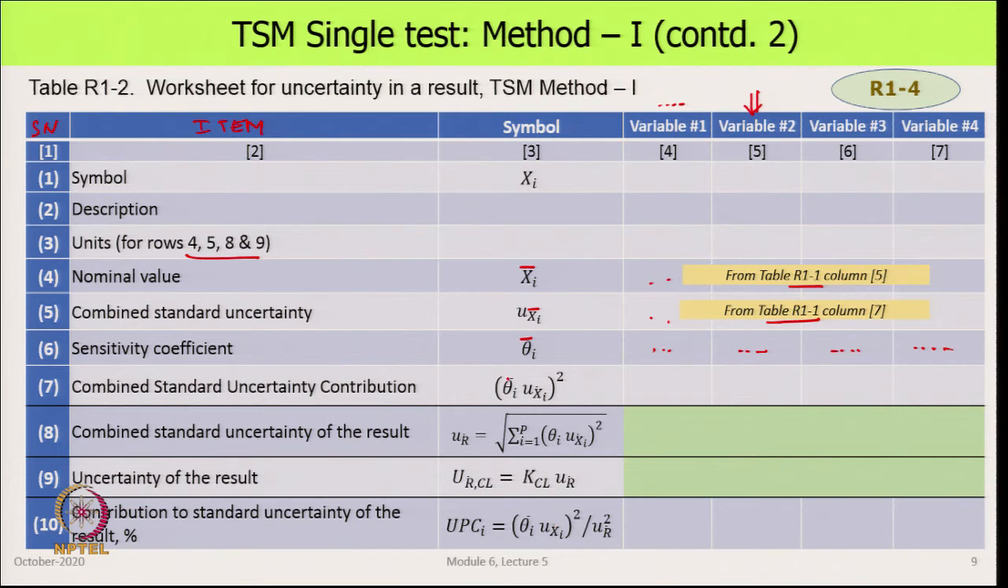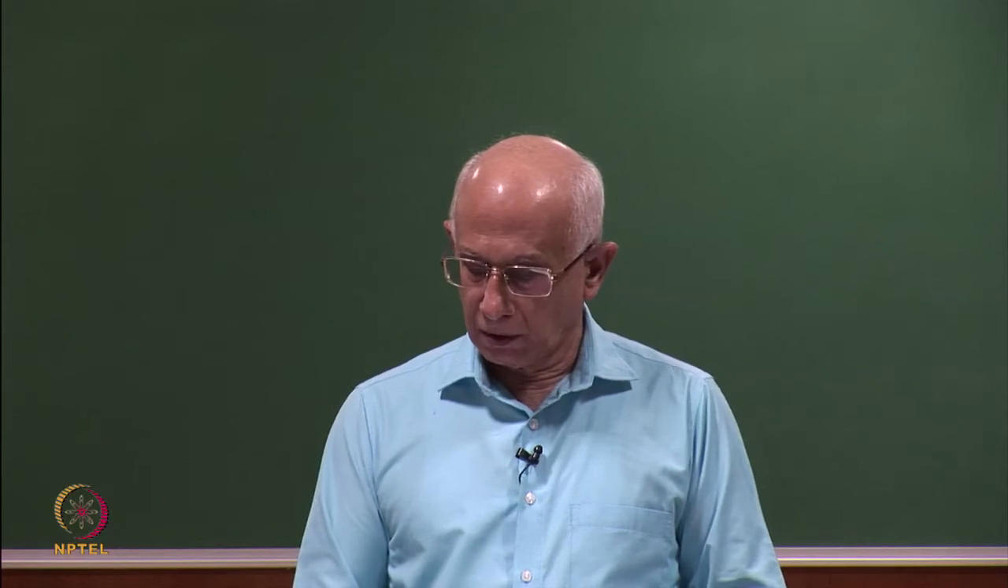Then we do a column wise operation. We multiply theta I bar for variable 1, which is this, with u x I bar, which is this, square it and write it over here. Same thing we do for this and this, we write it over here. Then for this and write it over here. Then this and this, we write it over there. So, this tells us the combined standard uncertainty contribution, that numerator part of the, you may see the UPC.